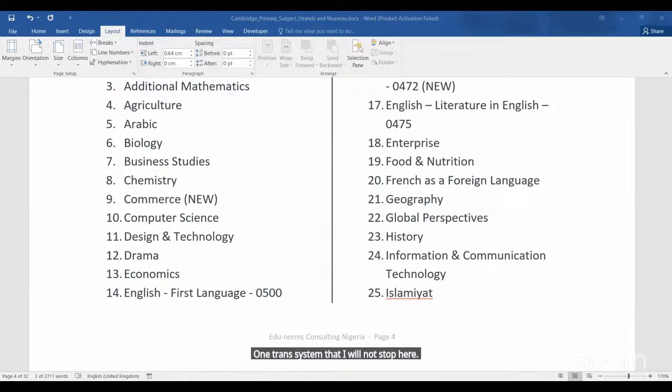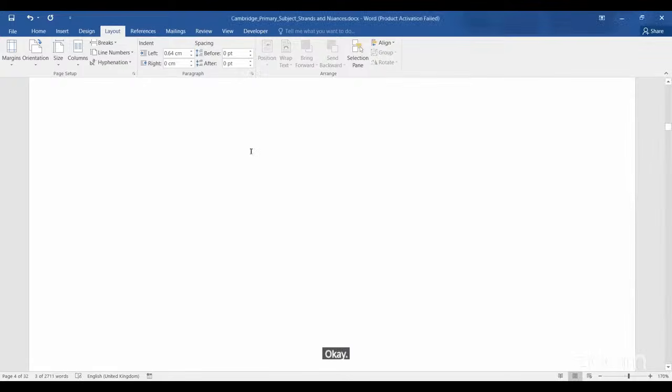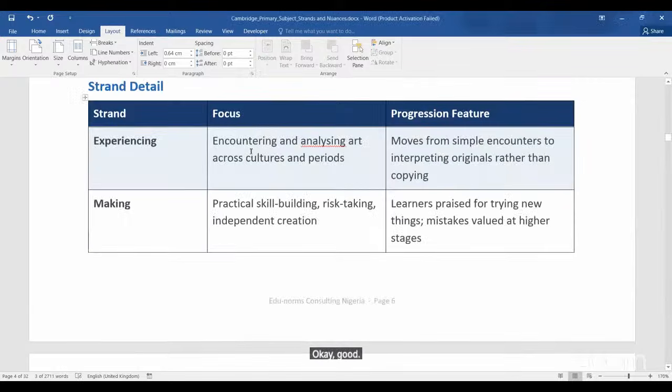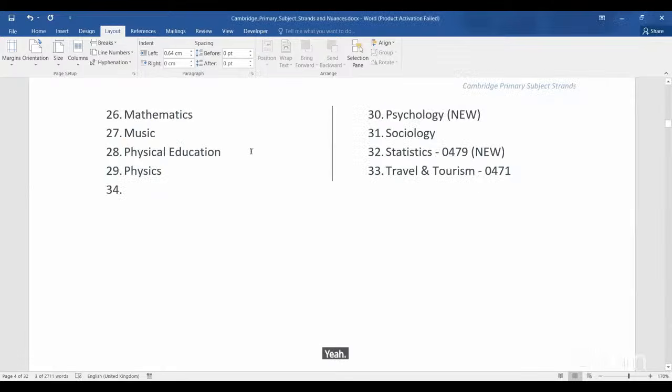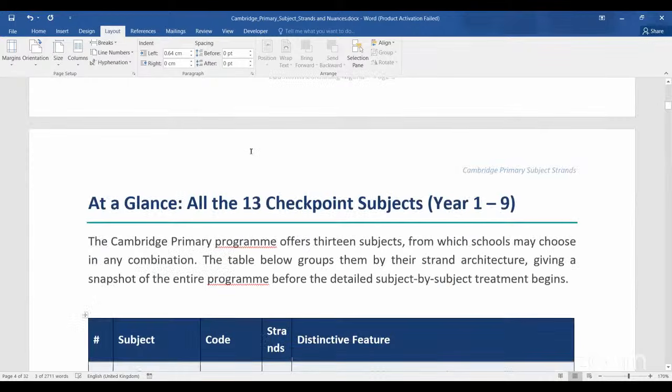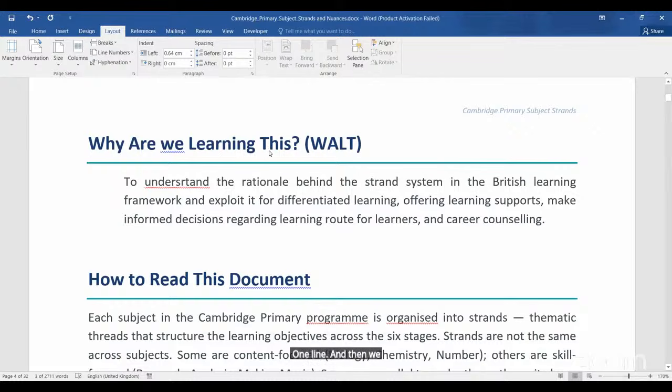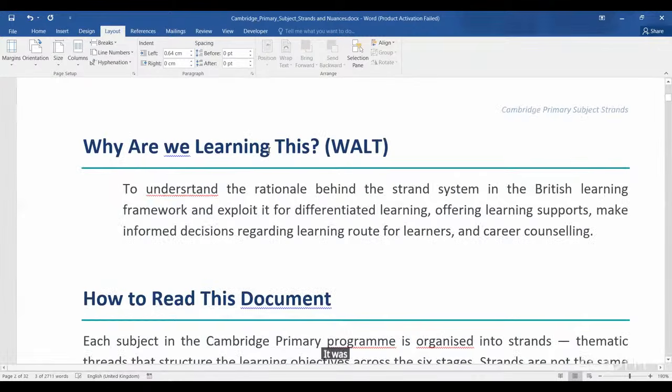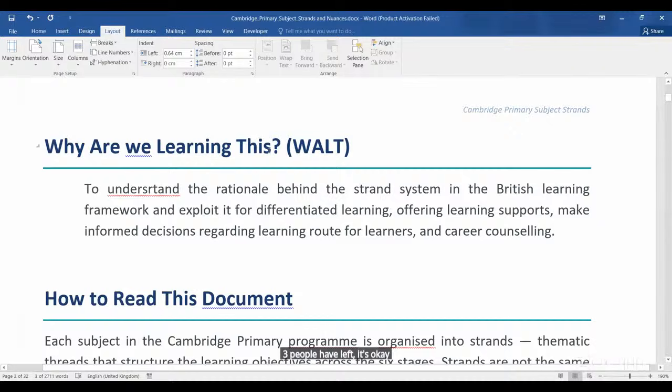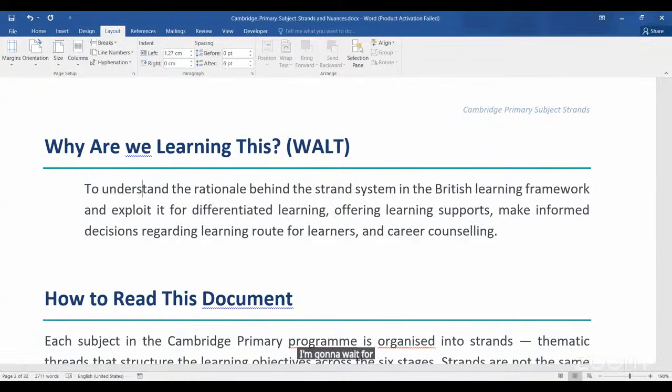What happened? Okay, good. Yeah. So why strand system? Just one line, and then we call it a day. We were 61 before, 3 people have left. It's okay. It's a free session, so I cannot wait for that. It is well with us.